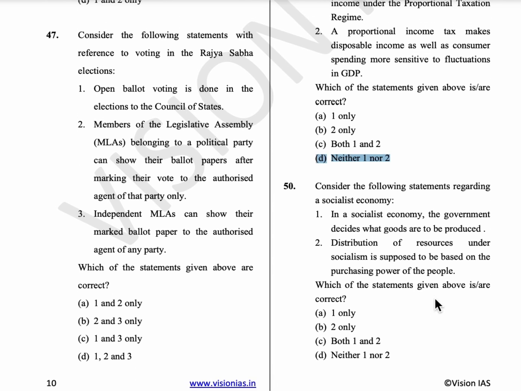50th question. Consider the following statements regarding socialist economy. The first statement is in the socialist economy, the government decides what goods are to be produced. The first statement is correct. The second statement is distribution of resources under socialism is supposed to be based on the purchasing power of the people. The second statement is wrong because in the socialistic economy, the distribution of resources is supposed to be based upon the need of the people.